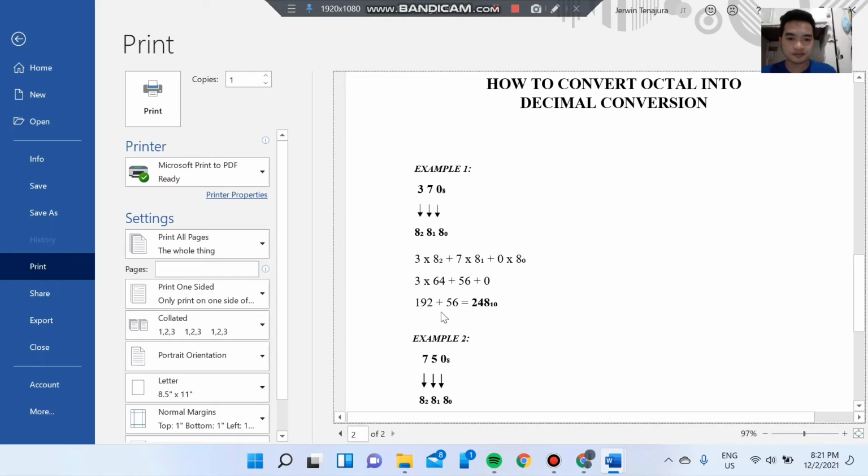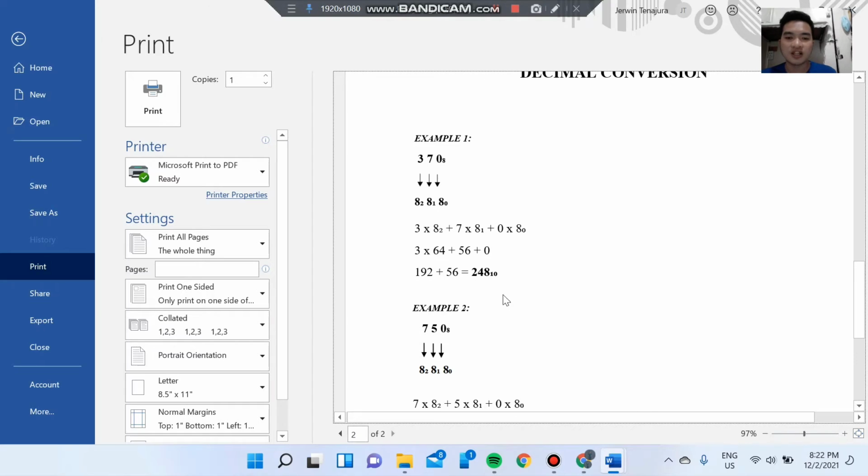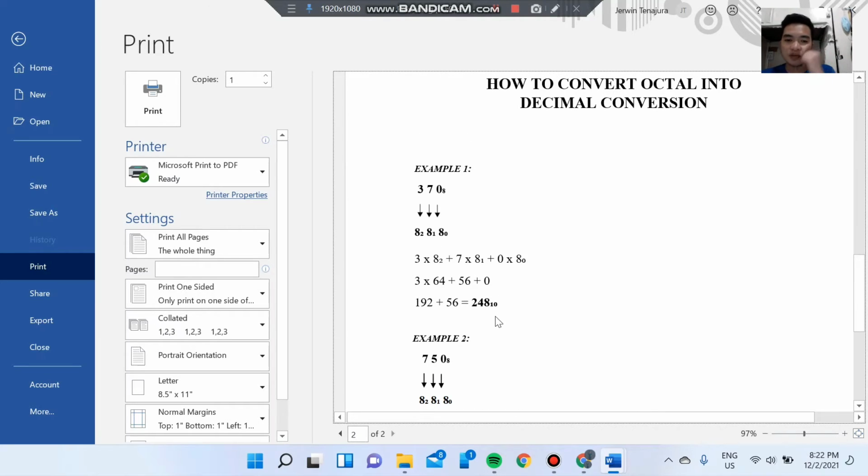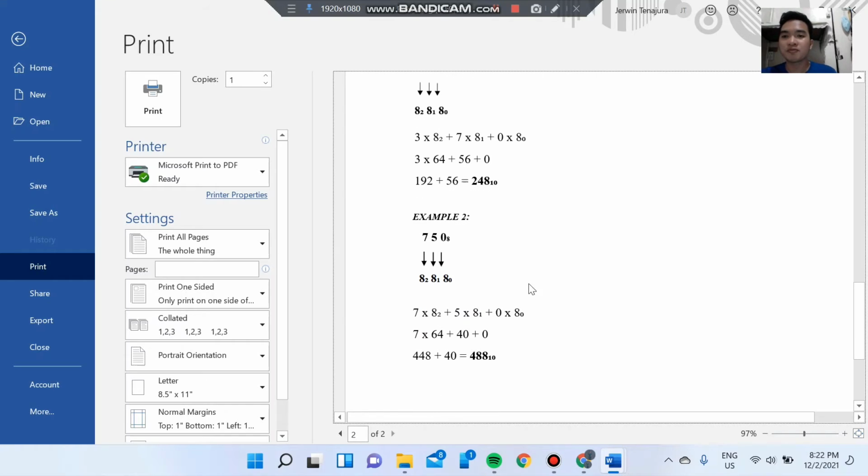Plus the 56 that is given here. 56, we need to put it down here, and we need to add these two numbers. The answer will be 248 base 10, because this is a decimal value. It means that the octal 370 has a decimal value of 248.